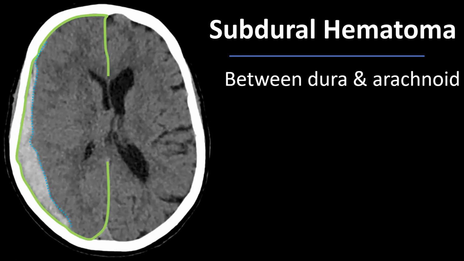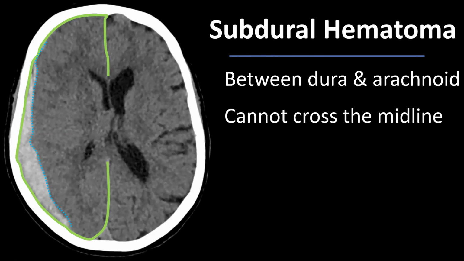A subdural hematoma can look a bit similar, but not quite. In most cases, you can clearly tell the difference. A subdural hematoma is located between the dura and the arachnoid, so it's located underneath the dura. And it can cross the sutures, but it cannot cross the midline, which makes sense because the dura will fold inwards along the midline. And because the hematoma is located underneath the dura, it can never cross the midline, self-evidently.